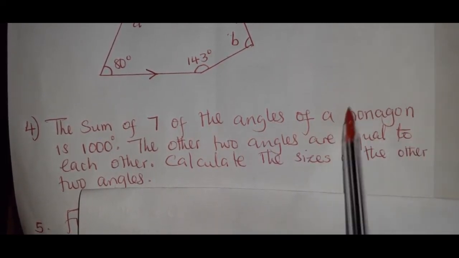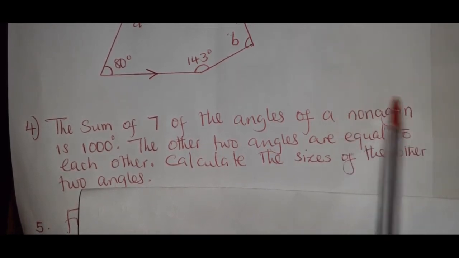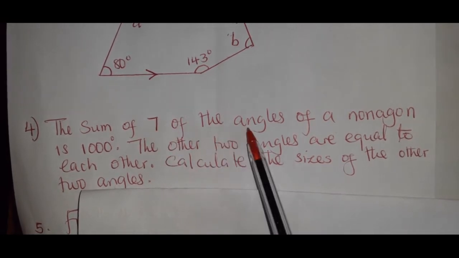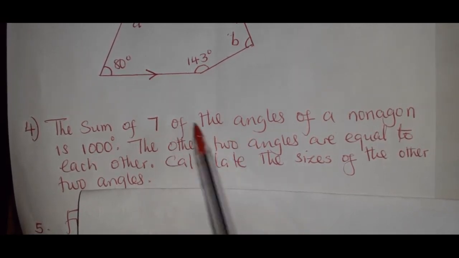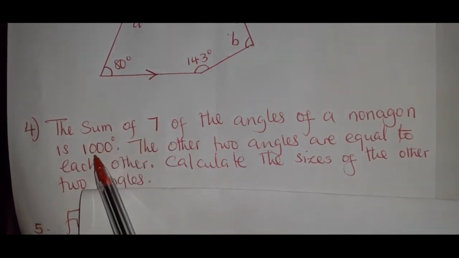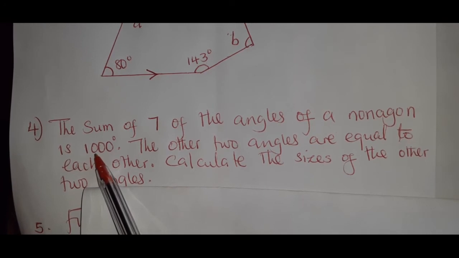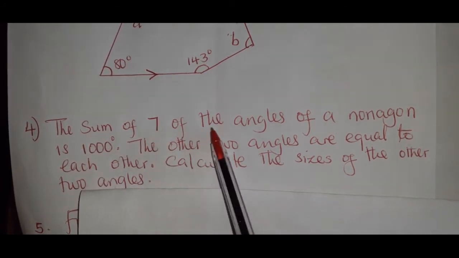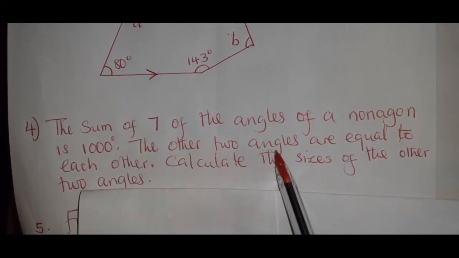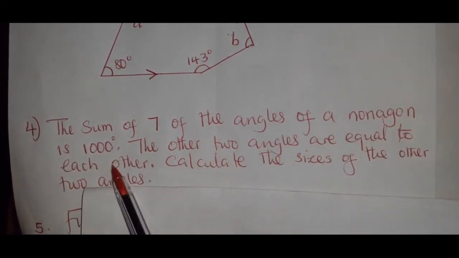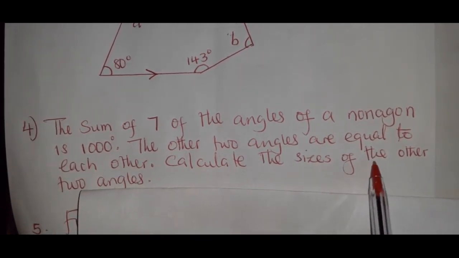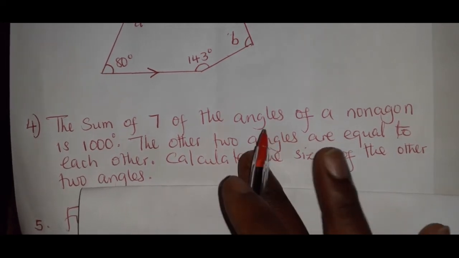A nonagon is a 9-sided polygon, so it means it has how many interior angles? In total, there are 9. But 7 of them, when you add them, give us 1000 degrees. The other two angles are equal to each other. Calculate the sizes of the other two angles.